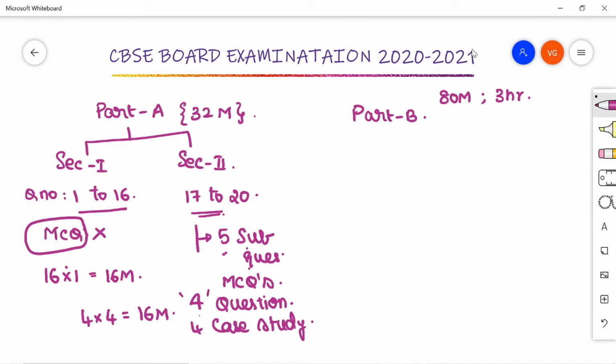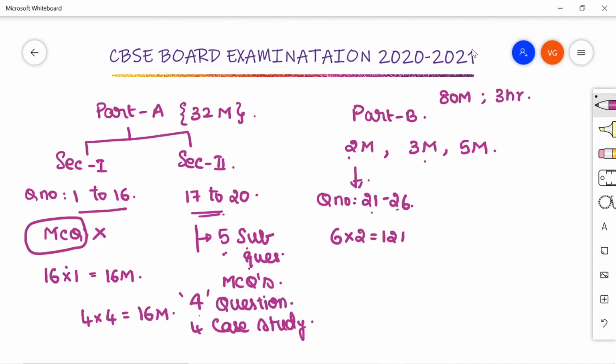Coming to part B, it has 2 markers, 3 markers and 5 mark questions. The 2 mark questions they call very short answer, 3 mark as short answer, and 5 marks as long answer type questions. For the very short answer 2 mark questions, you will have 6 questions from question number 21 to 26. So 6 into 2, 12 marks here.